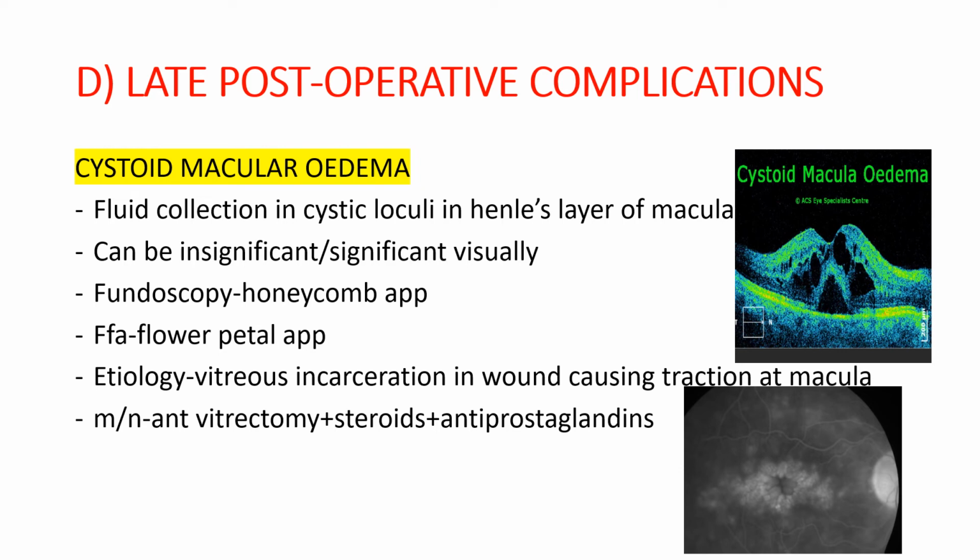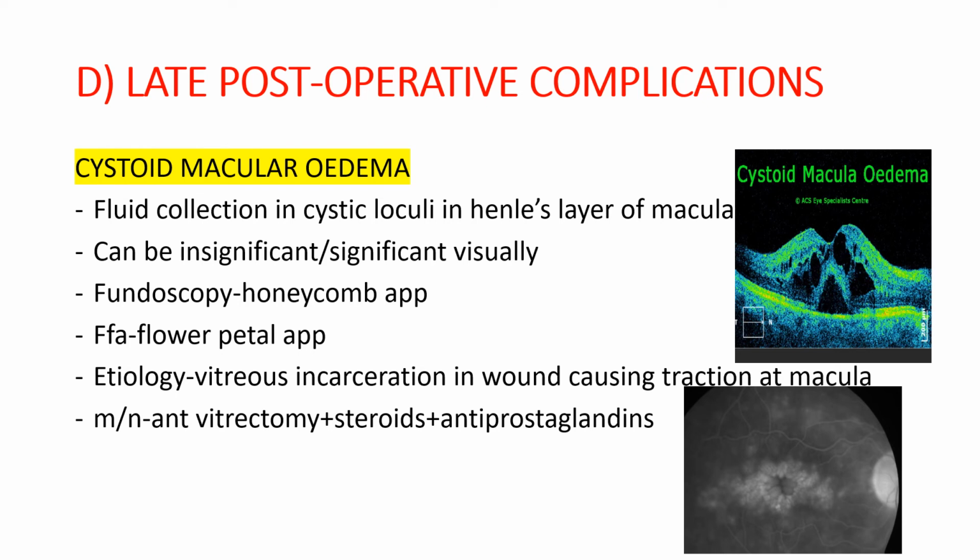Now, why do we get cystoid macular edema? We get cystoid macular edema usually in cases of some complications like PCR, posterior capsular rent. If there's a posterior capsular rent, there will be some vitreous prolapse, and vitreous may go into the wound and gets incarcerated there. It can get stuck there. So as it is stuck there, it will cause some traction at the macula, leading to some physiological change at the fovea and causing cystoid macular edema.